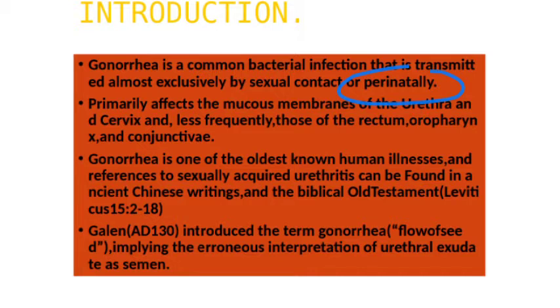Now, the organism which causes gonorrhea affects mucous membrane. It affects mucous membrane of different parts of the body. And the parts which are mostly affected are the urethra and cervix. That is, the mucous membrane of these regions. But there are other areas which are affected but not as frequently, and these areas include the rectum, oropharynx, and the conjunctiva. That is the conjunctiva of the eye.